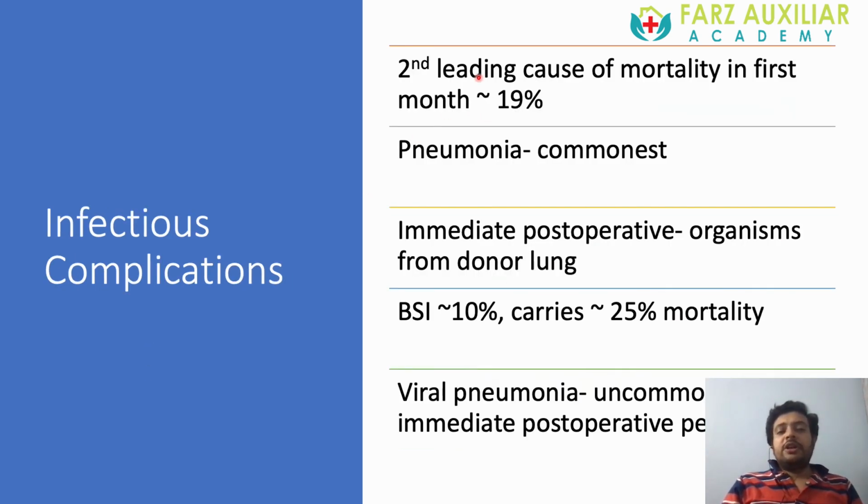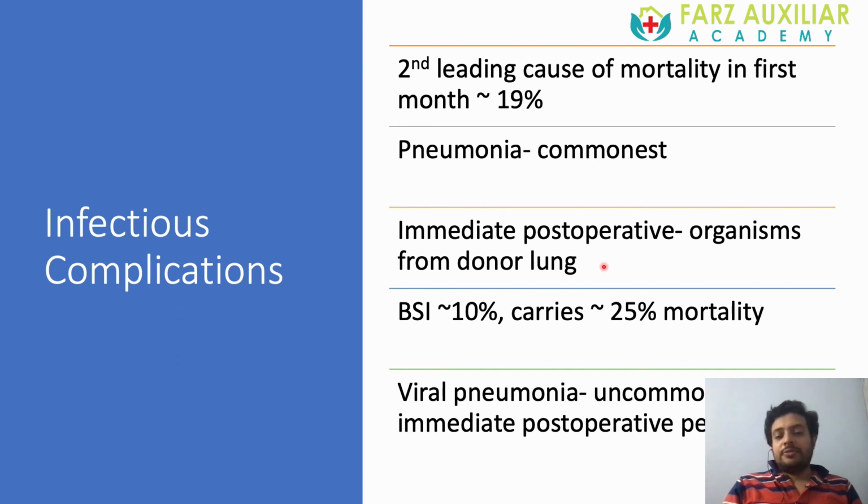Regarding infectious complications, it is the second leading cause of mortality after graft dysfunction in this group of patients, which may be as high as 20% in the first month. So pneumonia is the commonest infection in this group of patients. In the immediate post-operative period, it is usually organisms which come from the donor lung that contribute to the pneumonia. The management of pneumonia in this group of patients is similar.